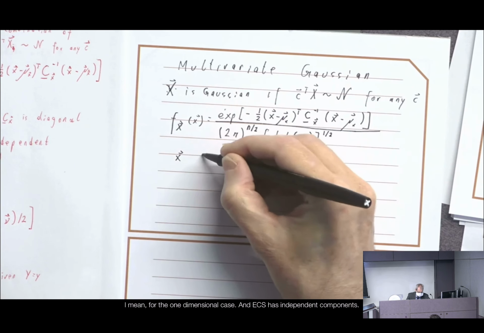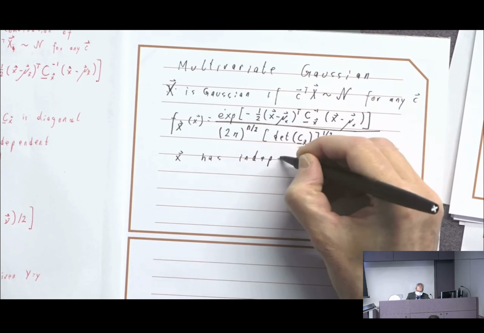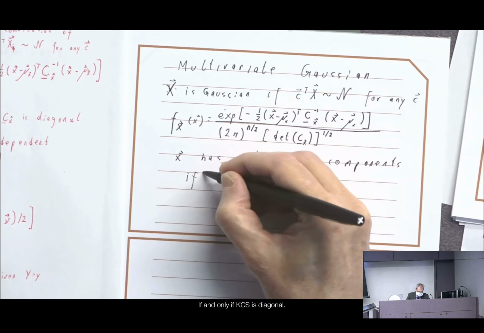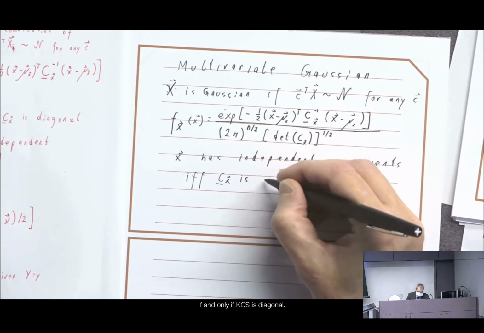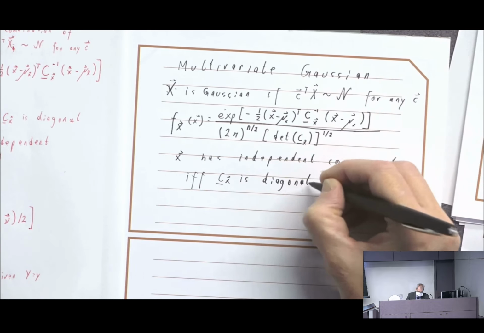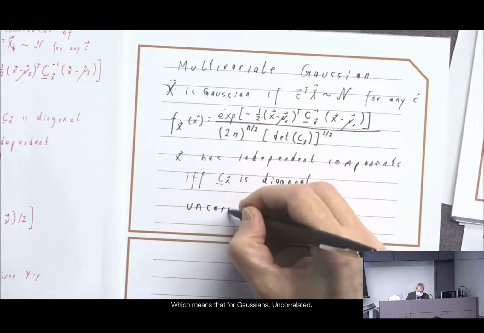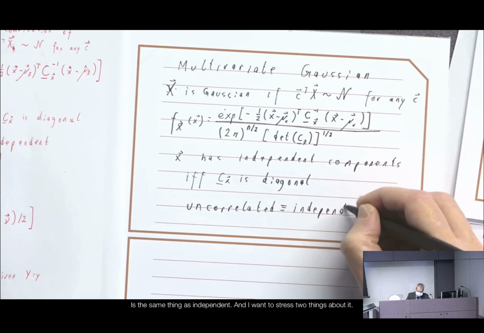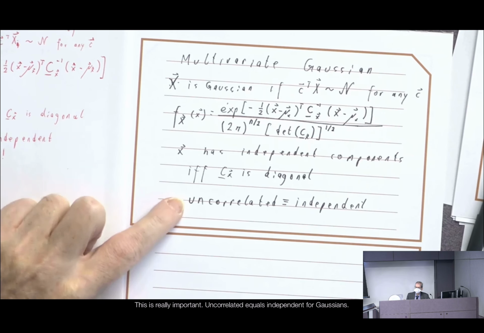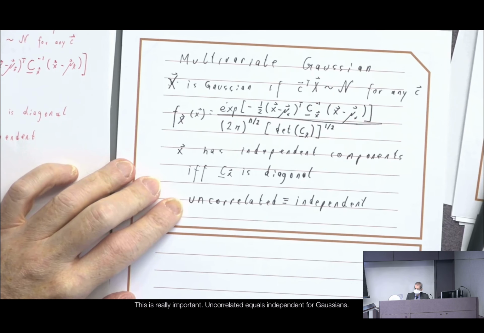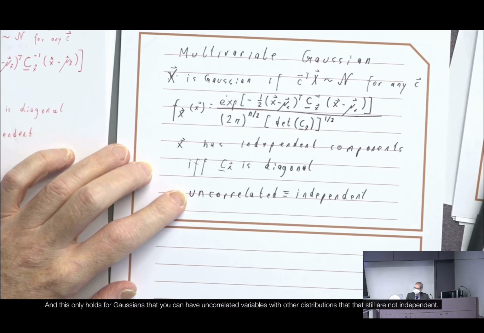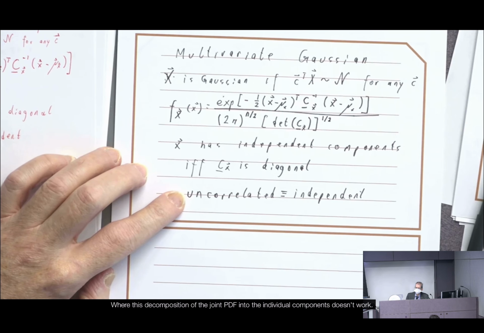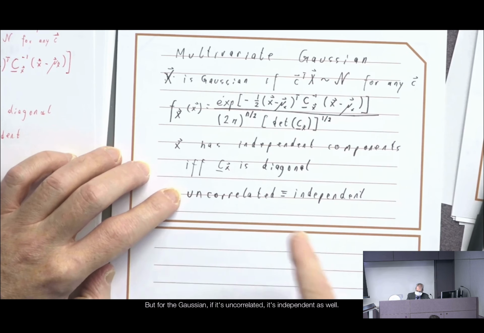And x has independent components if and only if Cx is diagonal, which means that for Gaussians, uncorrelated is the same thing as independent. And I want to stress two things about it. This is really important. Uncorrelated equals independent for Gaussians, and this only holds for Gaussians. You can have uncorrelated variables with other distributions that still are not independent, where this decomposition of the joint PDF into the individual components doesn't work. But for the Gaussian, if it's uncorrelated, it's independent as well.